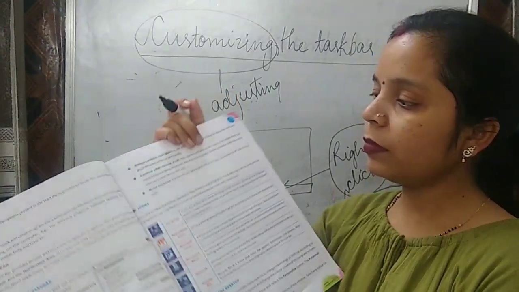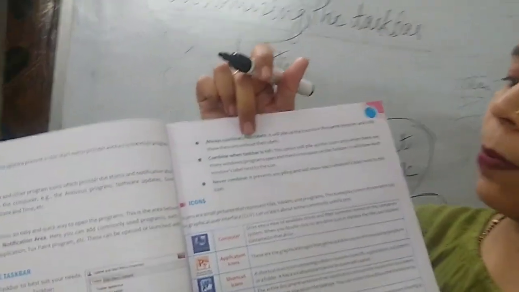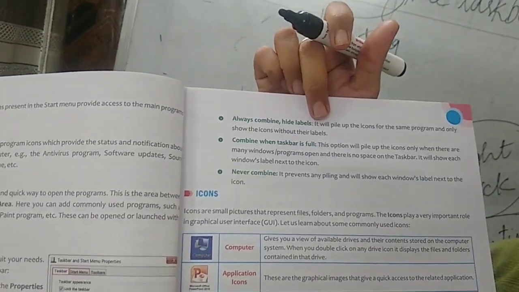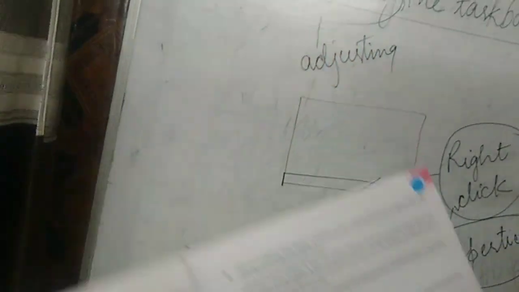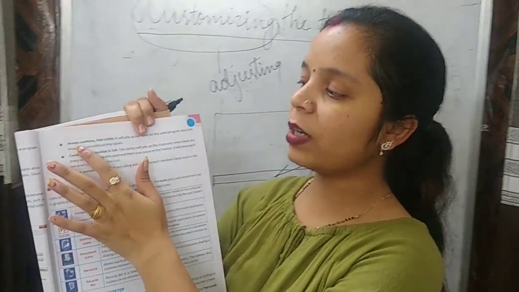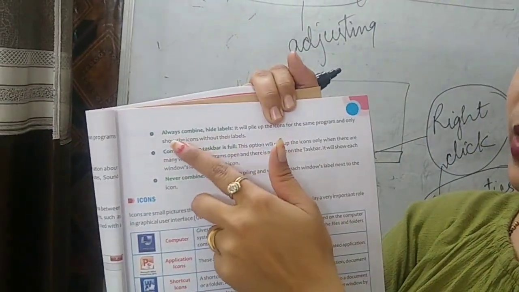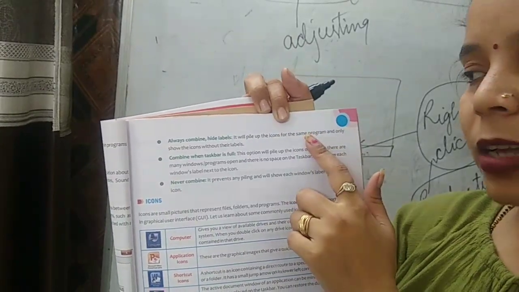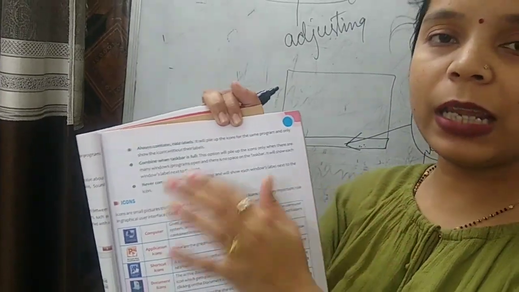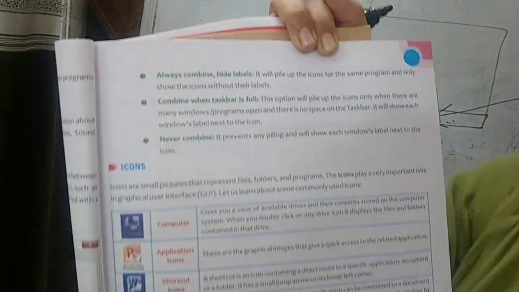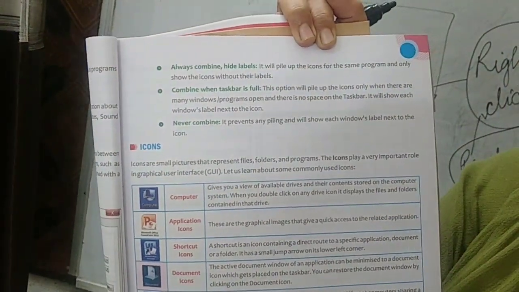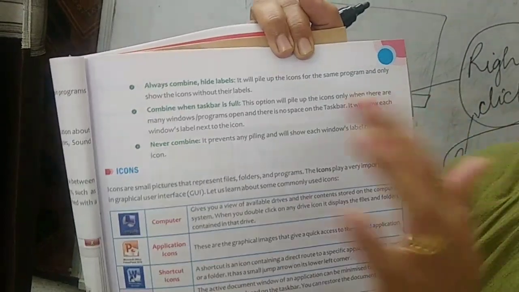Like here it is given, always combine or hide labels. I was explaining about properties dialog box. So this one, always combine or hide labels, means if there are so many icons open on the taskbar, it will pile, means it will combine them, and then it will show the labels of that. Like 20 or 30 icons are opened at one time on the taskbar, so it will pile up. Pile means it will combine, and then it will show the name of that icons.